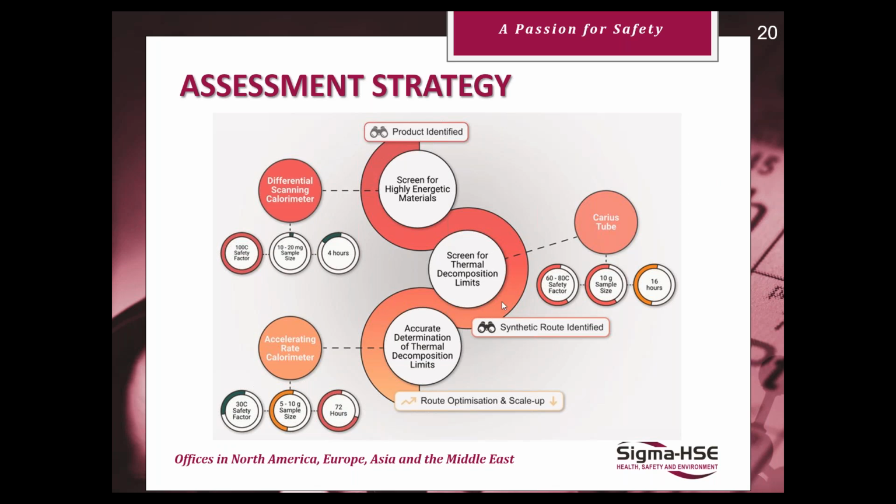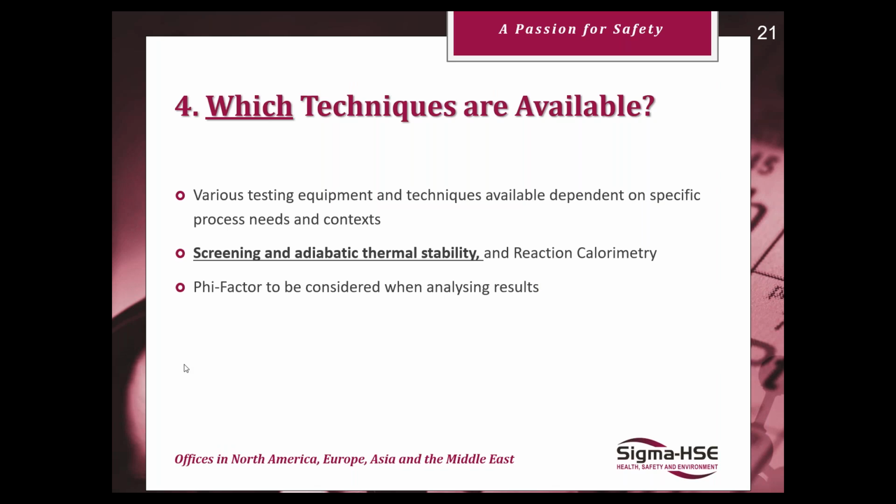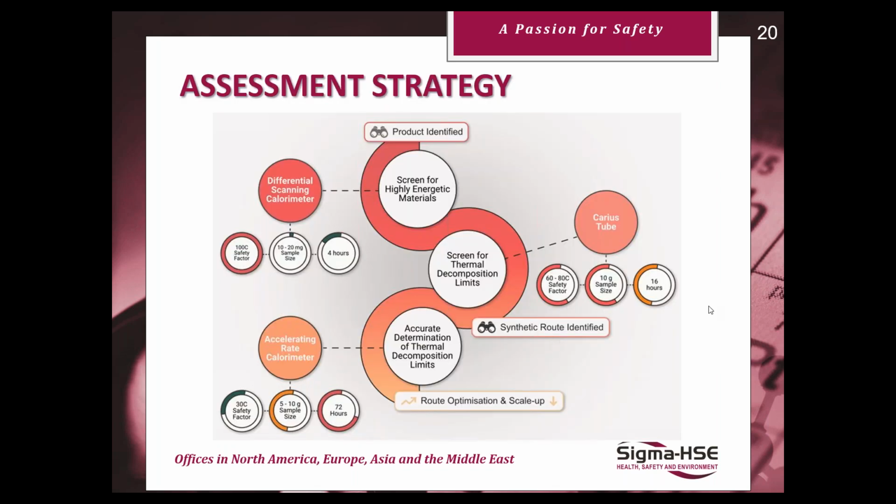Later on in our screening testing, we have the carrier's tube. So this does need a larger sample size, of about 10 grams. So this tends to come later on in R&D stages when there's more material to spare. But the carrier's tube does give pressure data, which the DSC doesn't. So it's a good indicator of potential requirements for vent sizing data for reactor design.